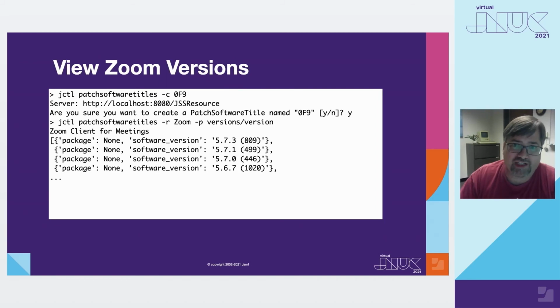Let's create some package records for Zoom. But first, I just mentioned the naming convention. I need to print the versions for Zoom and use those in my package names. jctl package or patch software titles -r Zoom -p for print versions slash version. That prints all those versions. The -p tells me which data portion to print.